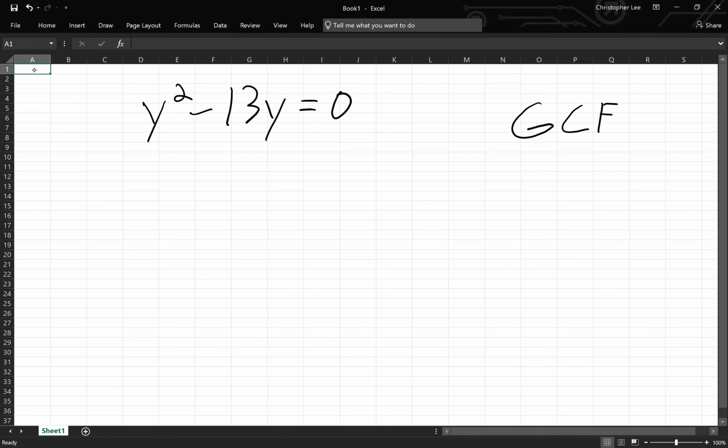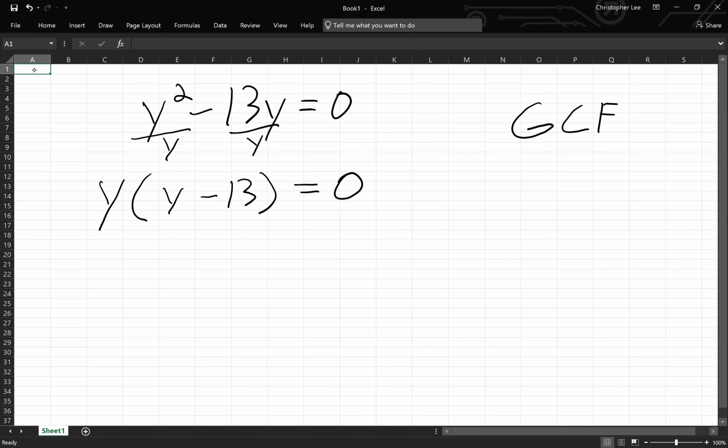Look for the GCF, the greatest common factor. So what do they have in common, both terms? Y. So I'm going to factor out y. When I factor out y, what am I left with? Not 13. Remember, it's like you're dividing by y. So it's y minus 13, as you said.